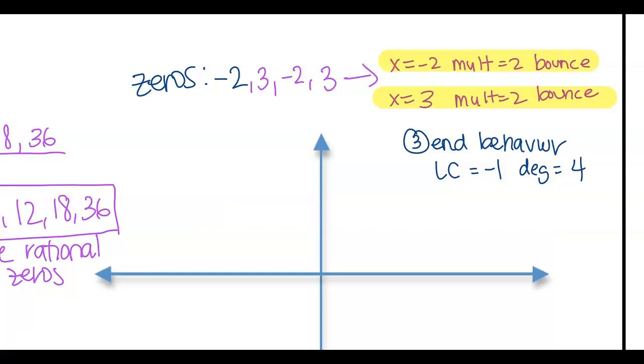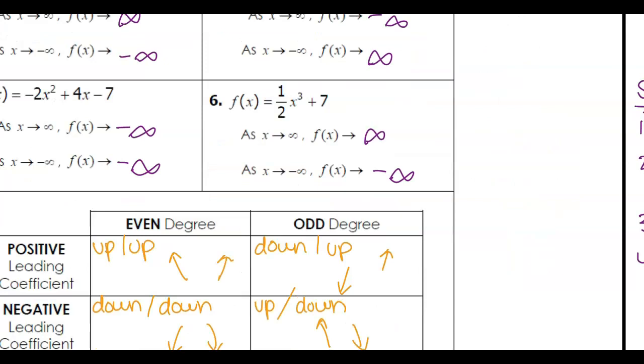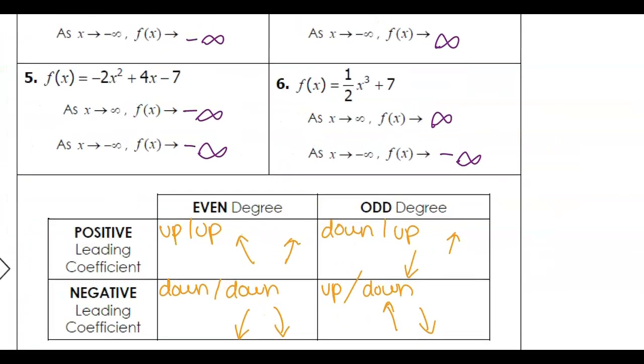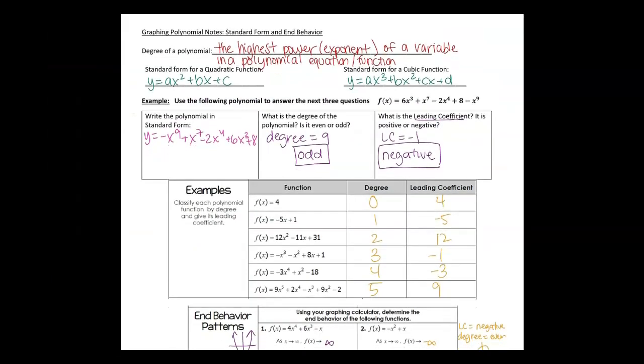Don't be guessing. I'm asking Jenny. Jenny, we're on this page. This was the very first page I gave you guys. When you have a negative leading coefficient and an even degree, what's going to happen? Down, down. Both ends are going to be going down. Guys, this was the very first page that we went over when we were reviewing polynomial functions. So if you need to get this one out, get it out.